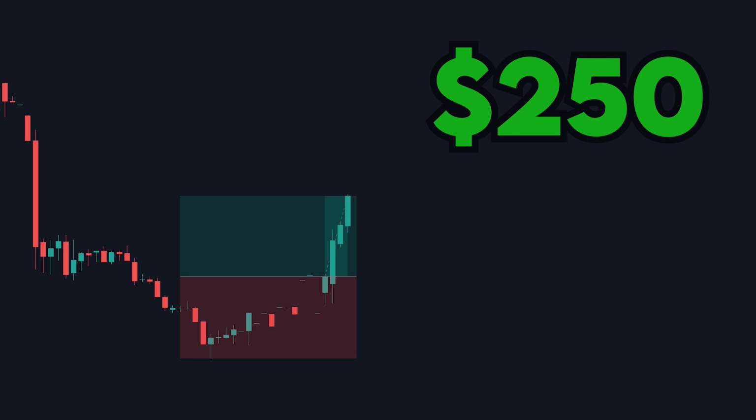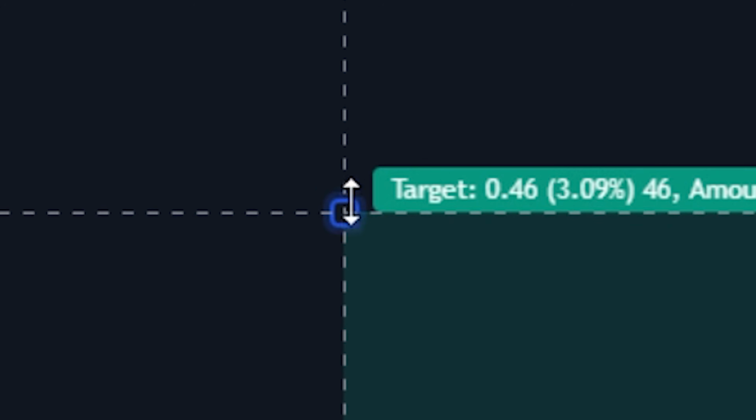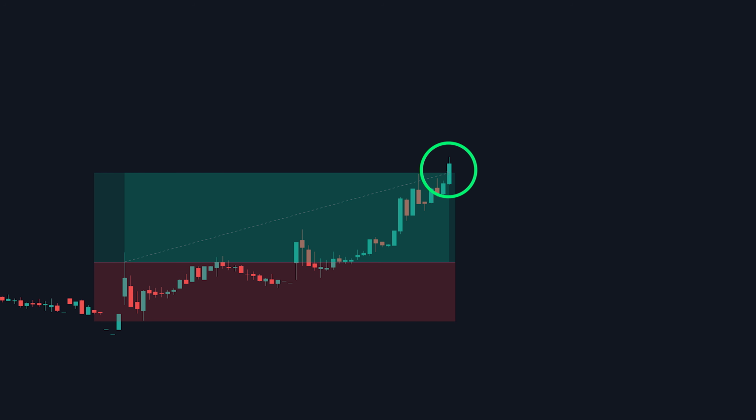So for example, if our position size is $1,000 to start with, our first profit target is going to be set to 1-to-1. So if price ever reaches that point, we'll sell $250 worth of our shares. Then raise our take profit to 1.5-to-1 risk to reward ratio, wait for price to reach that target, sell another $250 worth of shares, and so on. How about we do a live example?